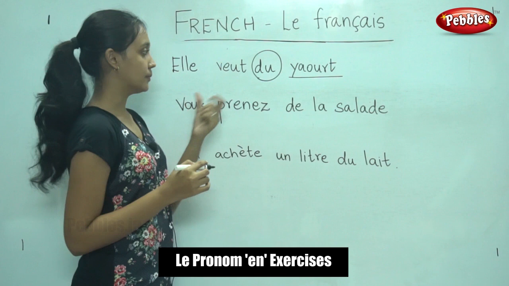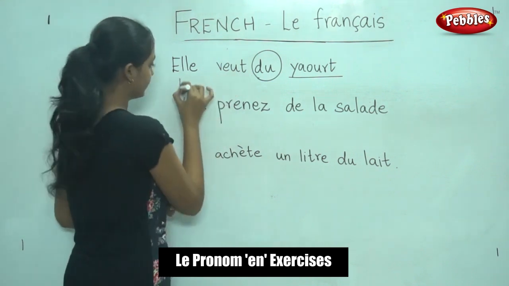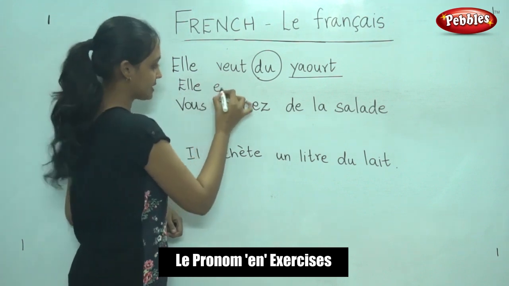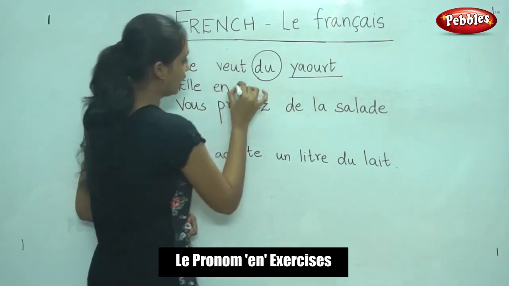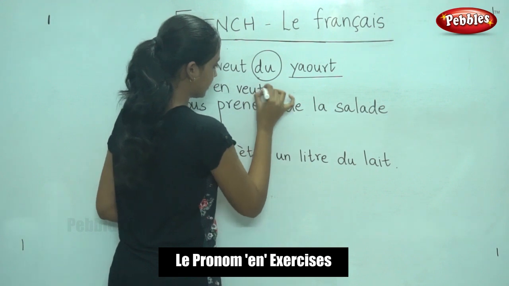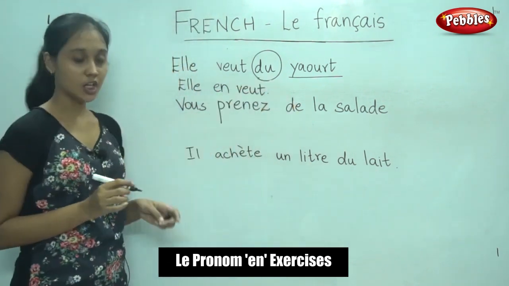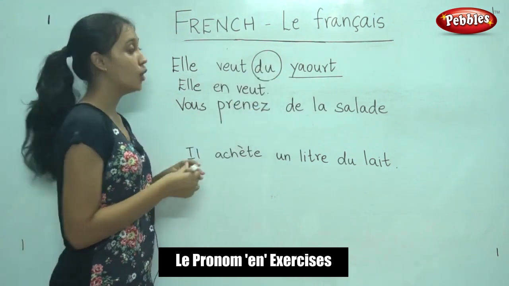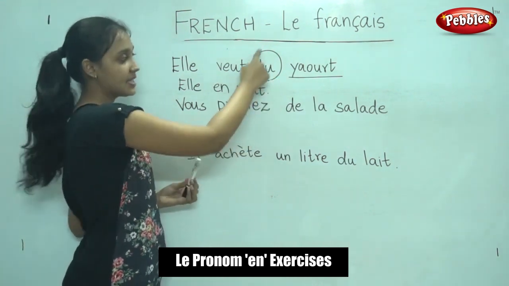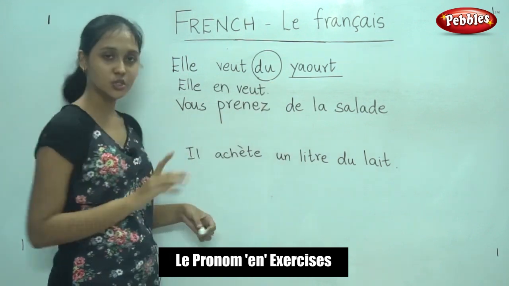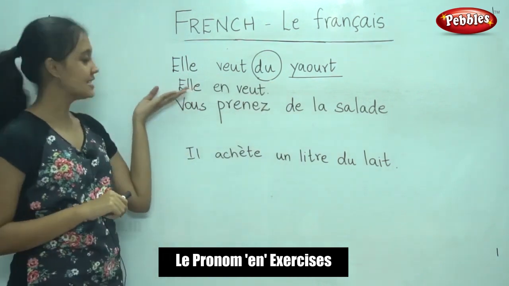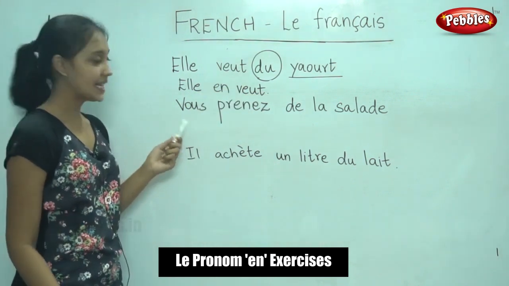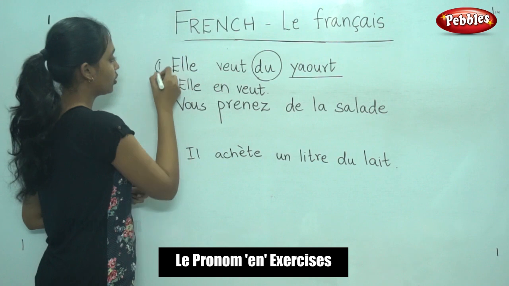Before the verb. The verb is veut. So before the verb we place en, then veut. That's all. We do not write du. If there is an indefinite article, we would include that. Since it is a partitive article, we do not include it. So your sentence is Elle en veut. That's it. So that is sentence number 1.